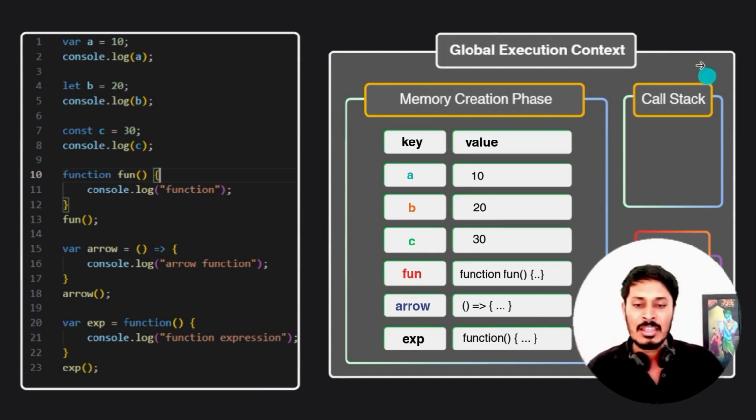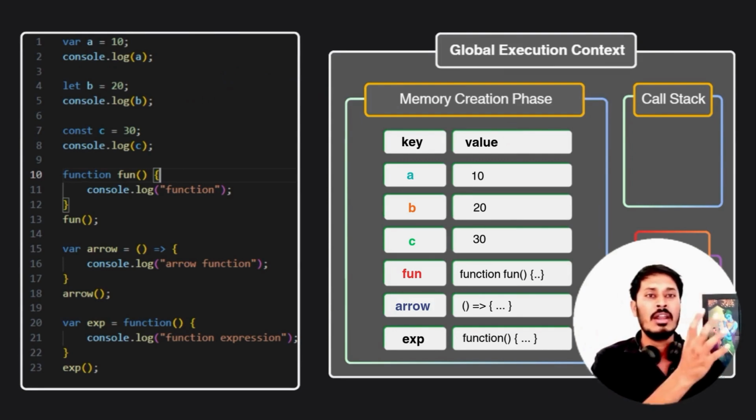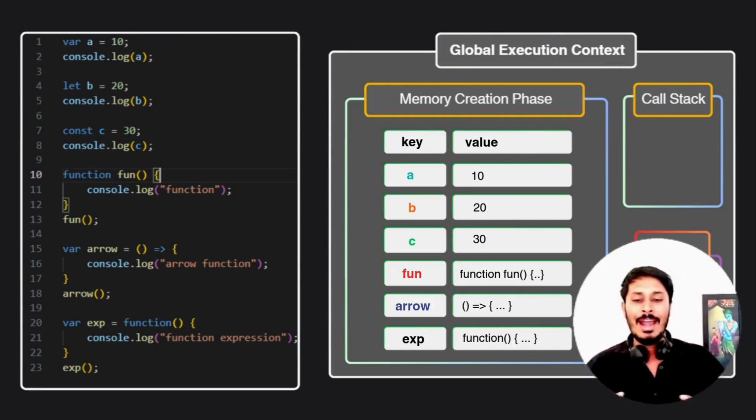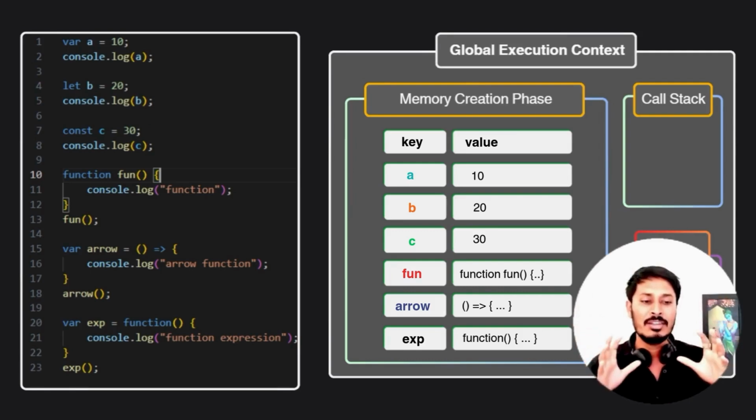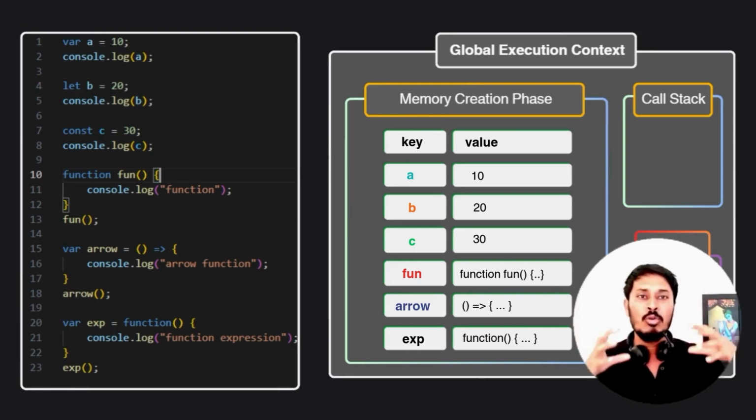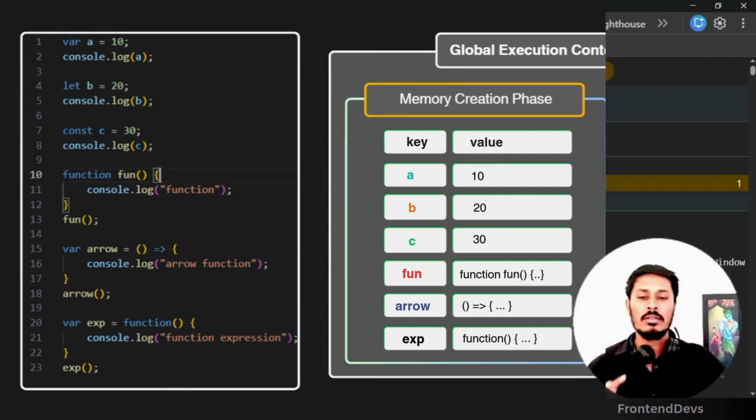In the memory creation phase, memory is created for all the variables and functions, and in the code execution phase, those variables are now available to use, and that is what hoisting is. Hope you are clear with all these details and the visual representation. Now let's move to the browser and we will understand how those things are managed in the browser.